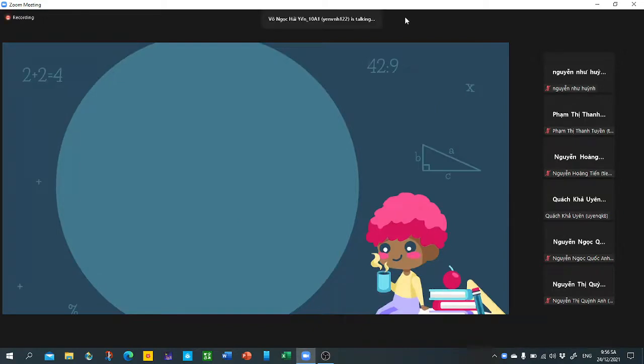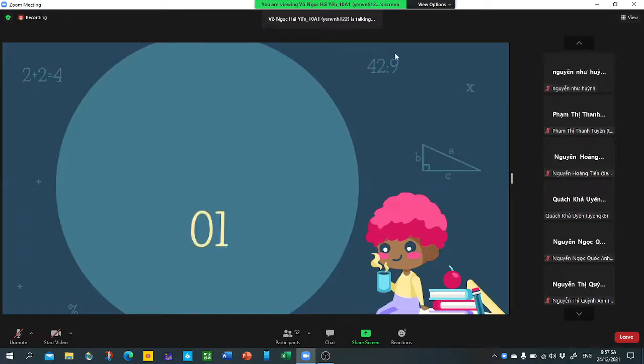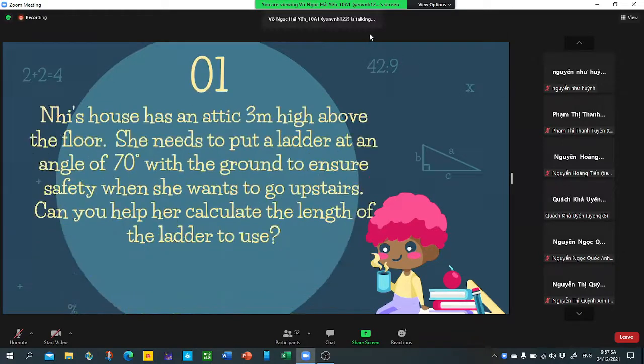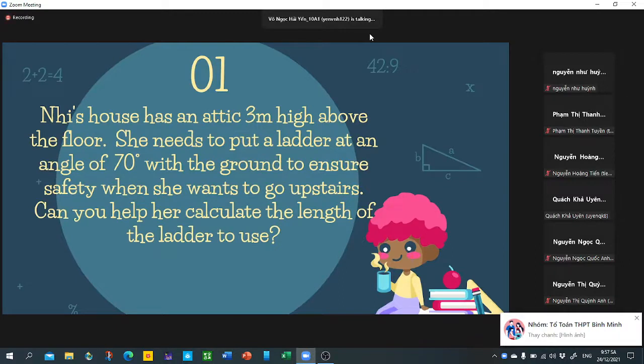So we have 3 exercises that are related to reality that will help you get a handle on the law of sines. Okay, so let's dive right into exercise 1. Ni's house has an attic 3 meters high above the floor. She needs to put a ladder at an angle of 70 degrees with the ground to ensure safety when she wants to go upstairs. Can you help her to calculate the length of the ladder to use?